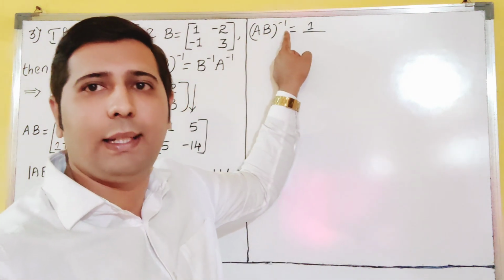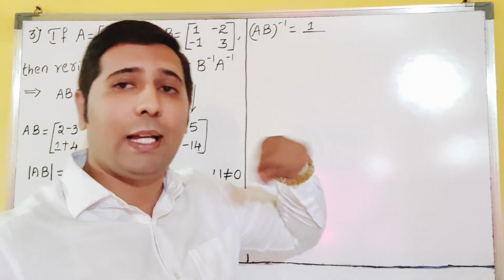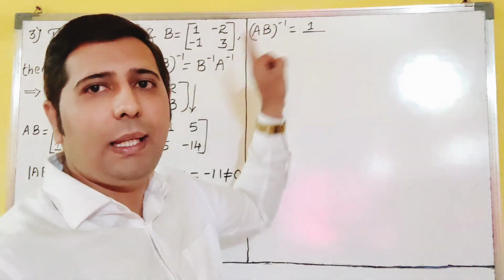(AB) whole raised to minus 1. Whole raised to minus 1. Then only you can say how we will read that (AB) inverse.